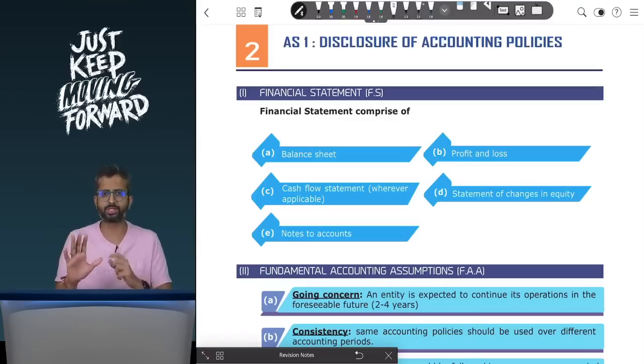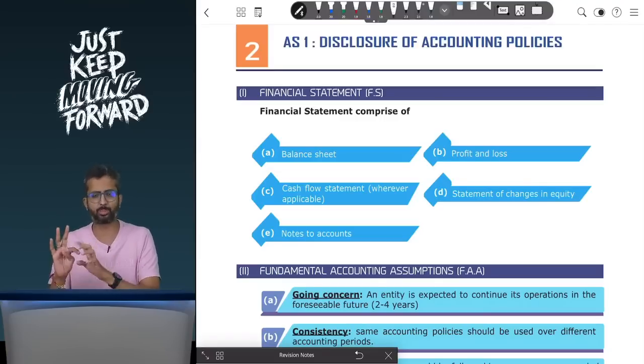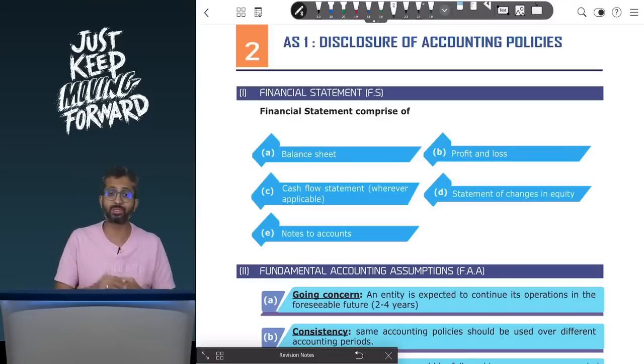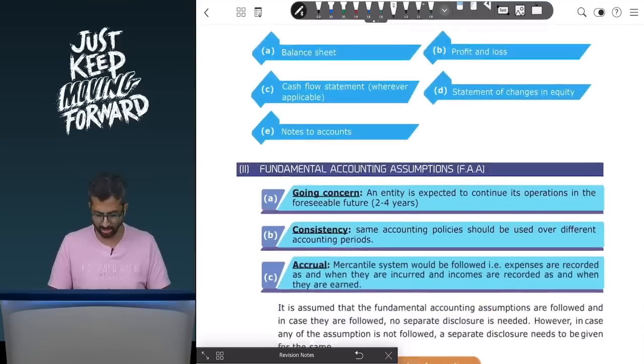Like, you have five main constituents: the balance sheet, the profit and loss statement, then you have the cash flow statement and statement of changes in equity. Apart from that, there's notes to accounts, which also forms an integral part of the financial statements.